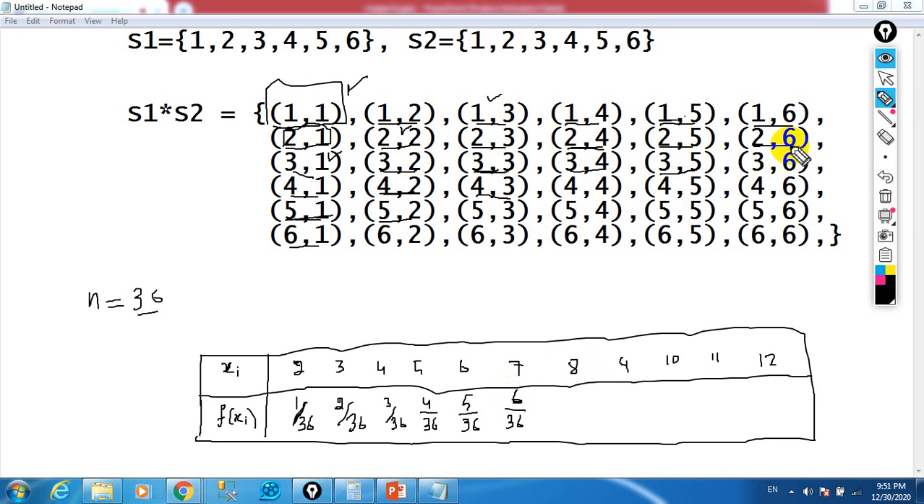So when we add, the answer will be 8. 4 plus 4, the answer will be 8. 5 plus 3, the answer will be 8, and 6 and 2, the answer will be 8. Now 1, 2, 3, 4, 5. So 5 divided by 36. This is the probability. Next, 9, it will be 4 divided by 36.